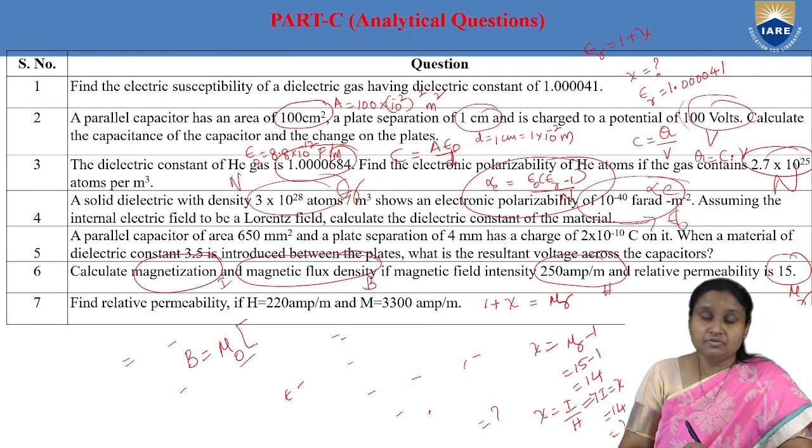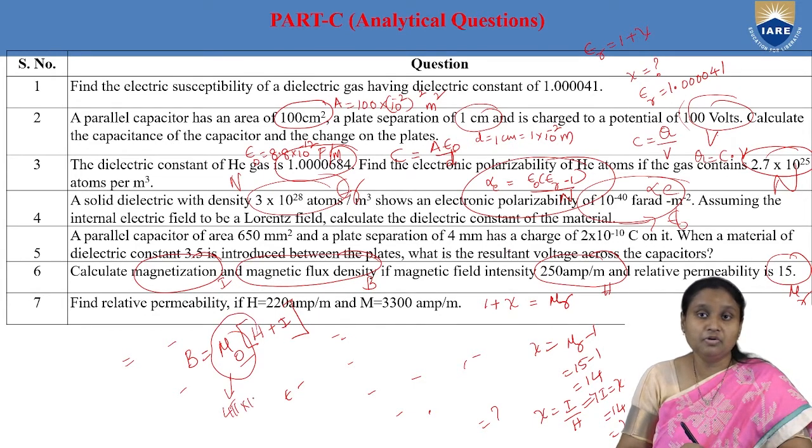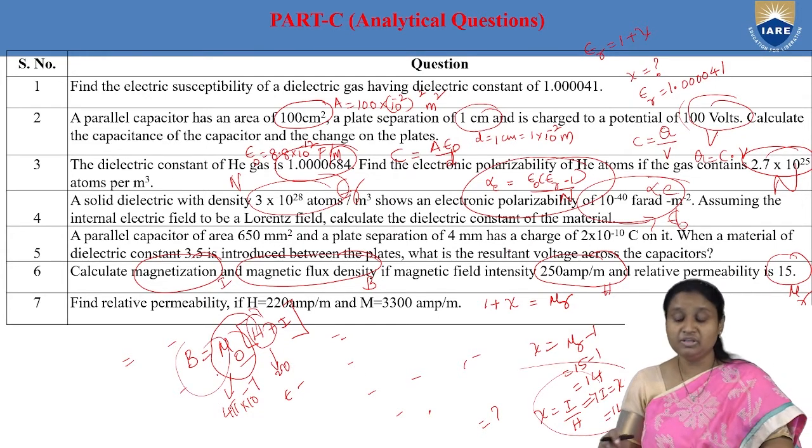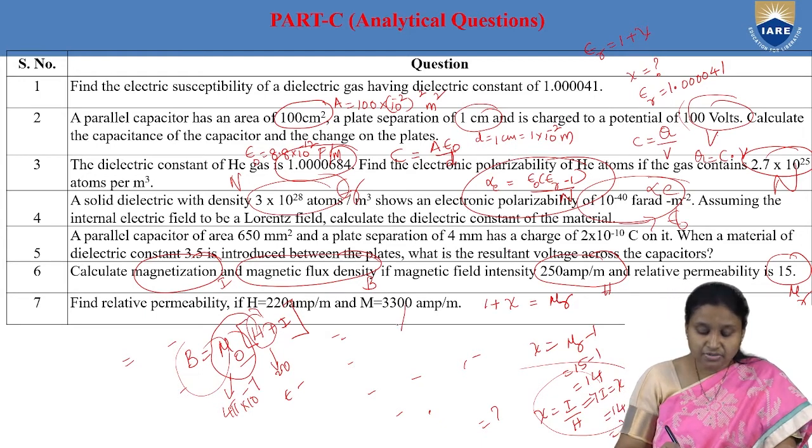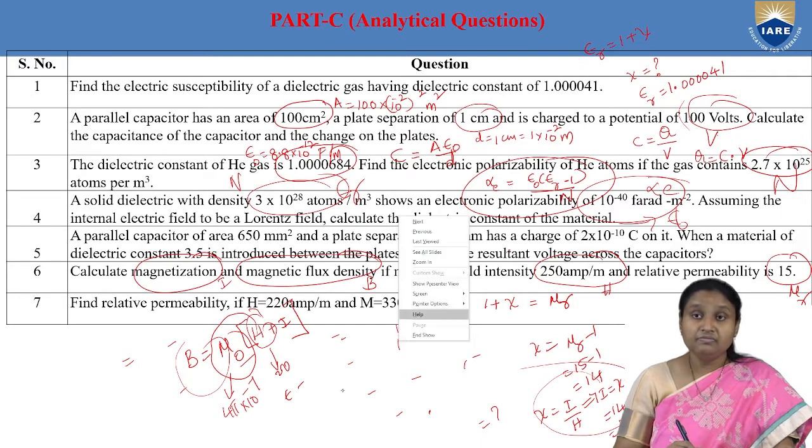We have to make use of this formula, which is given as mu naught into H plus I. We know the value of mu naught, which is permeability of free space. It is given by 4 pi into 10 power of minus 7 Henry per meter. We were given the value of H, which is 250 ampere per meter, and we got the value of I. If we substitute, we are going to get the B value. And what is the unit of B? Tesla.